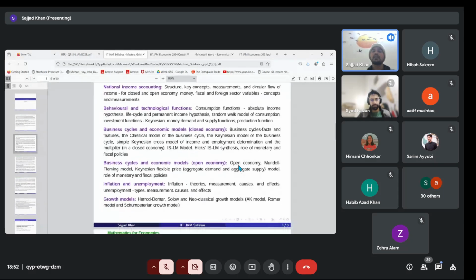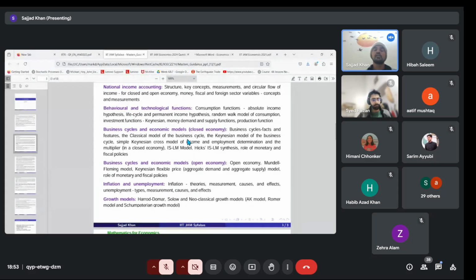In continuity of the IS-LM model, they ask about the monetary policy and fiscal policy effect. Like in fiscal policy, what will be the effect if the government increases the tax? In monetary policy, what will be the effect on the LM curve if the government or RBI increases the money supply in the economy?